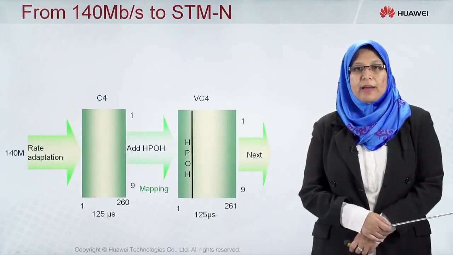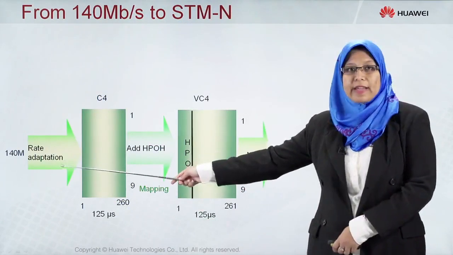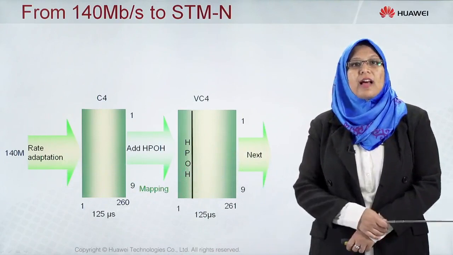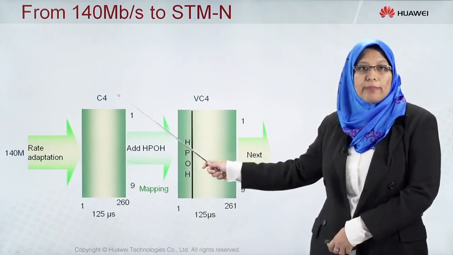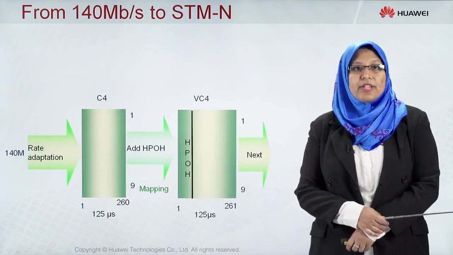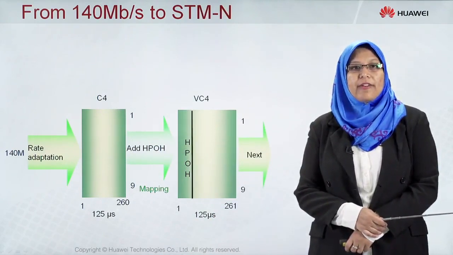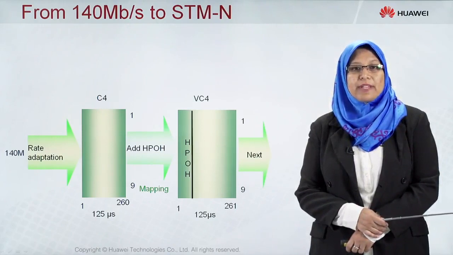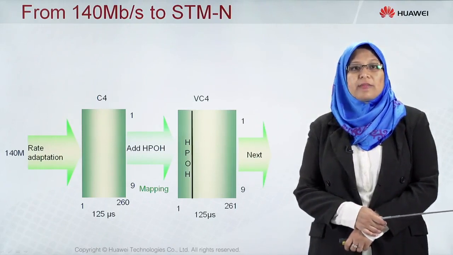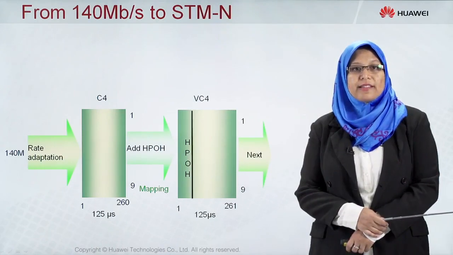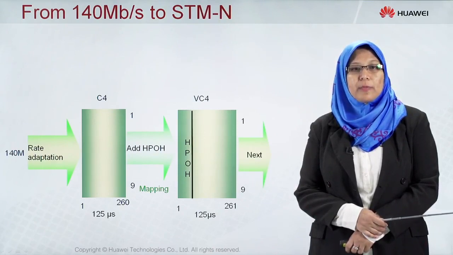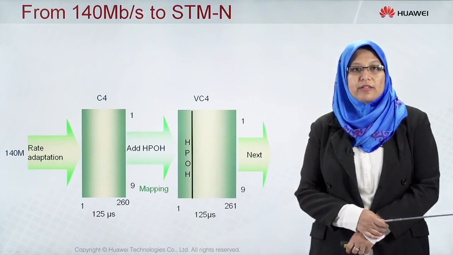From 140 megabit per second to STM-N, firstly, the 140 megabit per second PDH signals are adapted via bitrate justification into C4. This is the standard information structure used to accommodate the 140 megabit per second PDH signals. After it is being processed, the service signals of various rates involved in SDH multiplexing must be loaded into a standard container corresponding to the rate level of the signals.